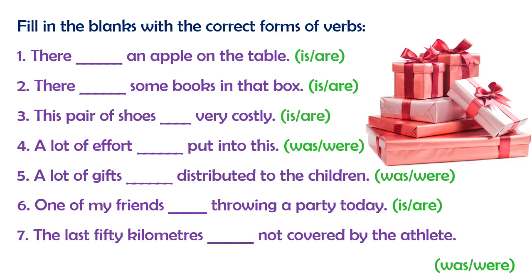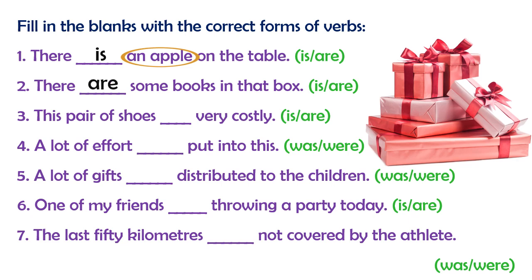So we have covered the basics. Let's do a quick recap with the help of this exercise. Number 1. There ___ an apple on the table. When a sentence begins with "there," look for the noun or pronoun that immediately follows the verb. An apple. The verb should agree with it. Since an apple is singular, we use the verb "is." There is an apple.